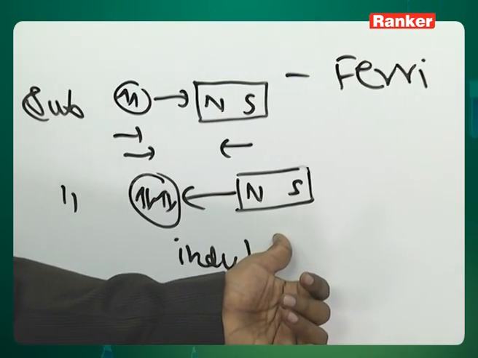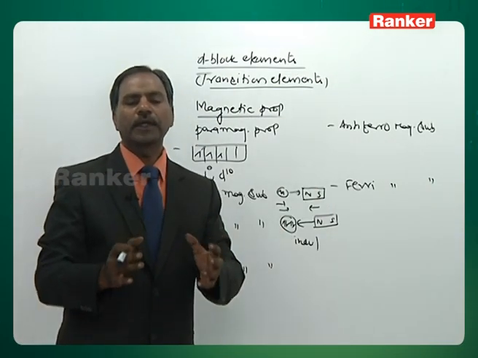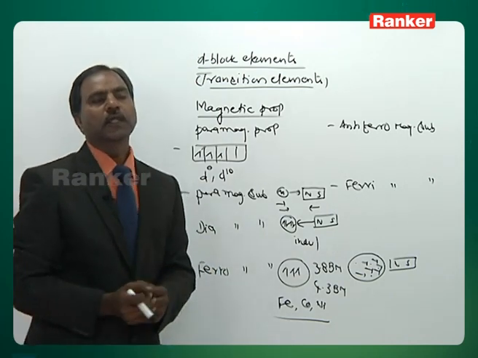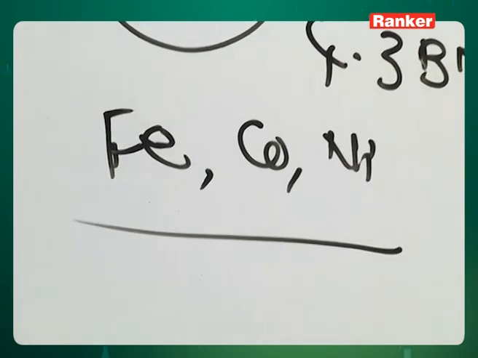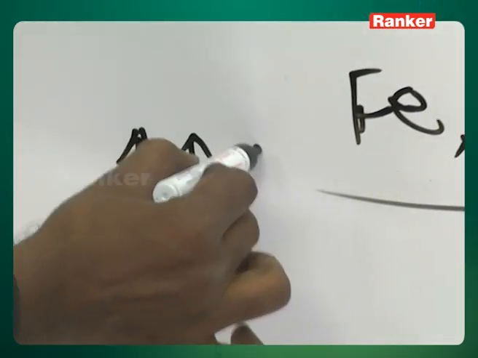If you consider a d0 electronic configuration or a d10 electronic configuration, they are not carrying any unpaired electron. Therefore, they are found to be diamagnetic in nature.